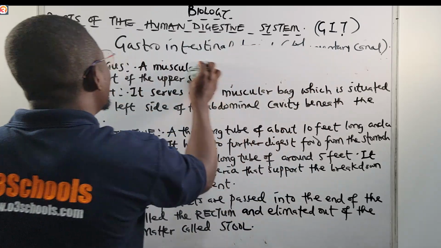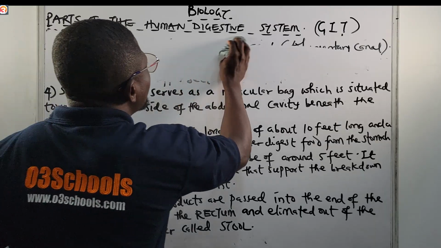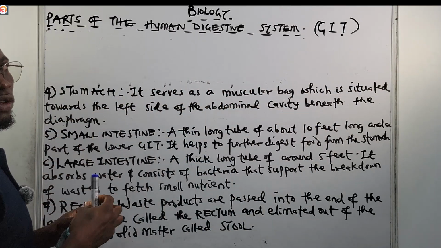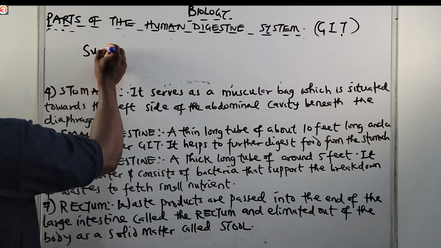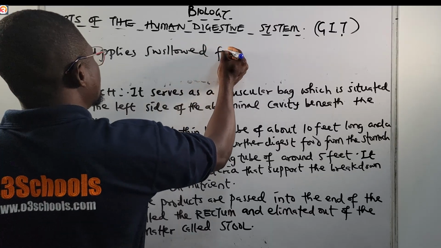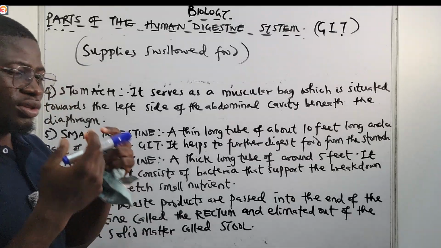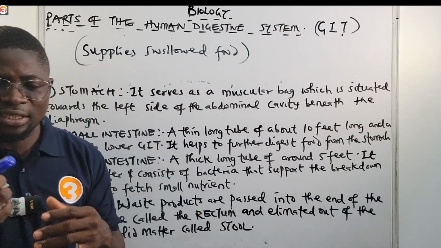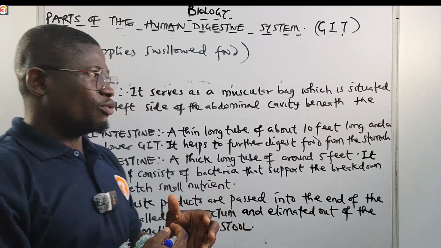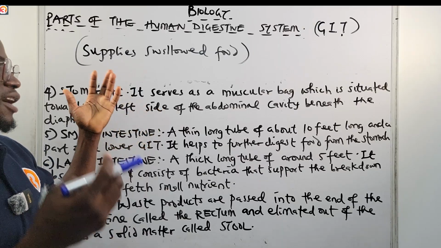And what is the function of this esophagus? The esophagus supplies swallowed food along its length. The food that you have chewed in your mouth and pushed to the pharynx and the esophagus will be supplied, that swallowed food, to the stomach. So it now goes to the stomach.